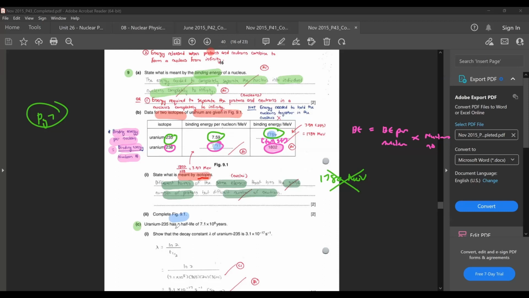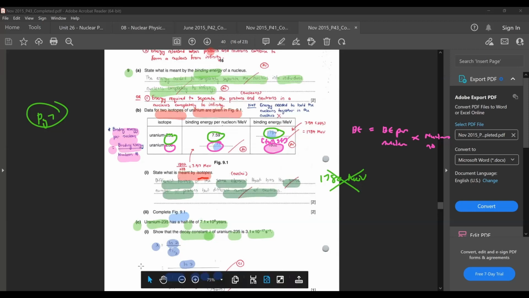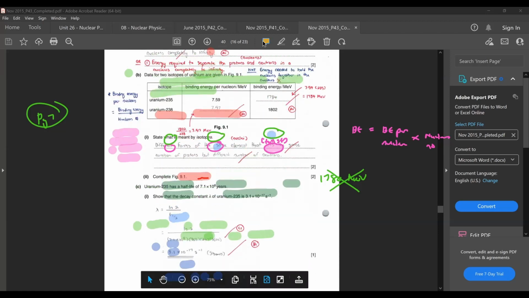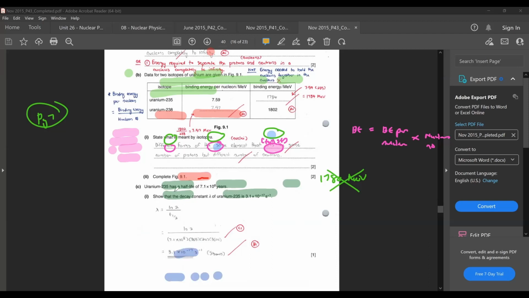Now, part C. Uranium-235 has a half-life of 7.1 times 10 power 8 years. Show that the decay constant of uranium-235 is 3.1 times 10 power minus 17 per second. So again, mention of half-life, mention of decay constant. By now, you should realize it's always just going to be lambda equals ln2 over half-life. So ln2 divided by years, change to seconds, times 365 times 24 times 3600, and you will eventually get the answer as 3.1 times 10 power minus 17 per second.